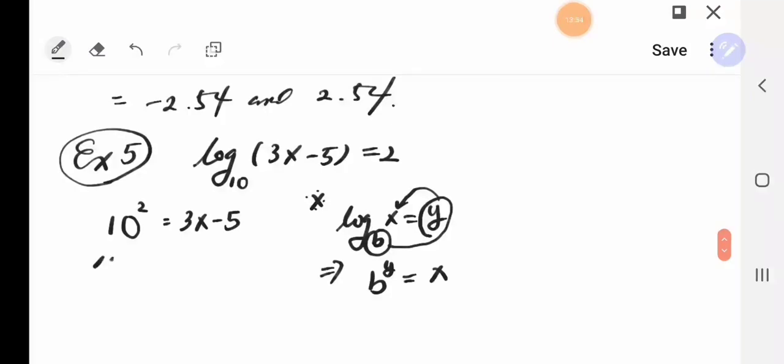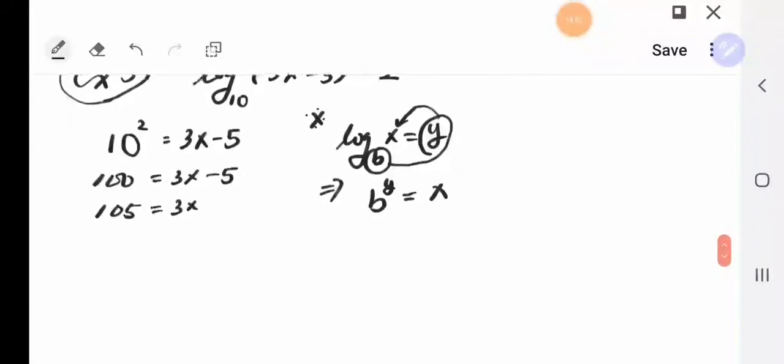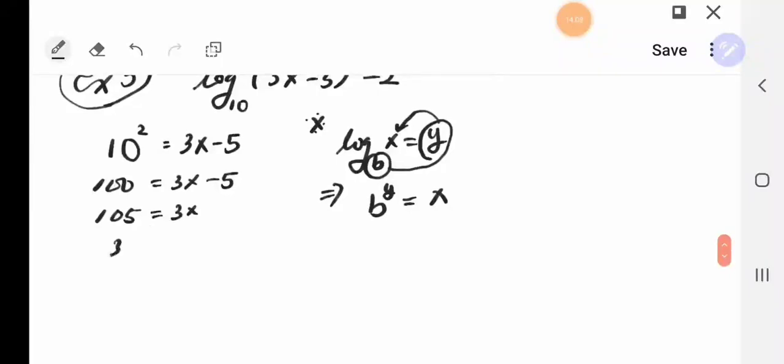This is 100 is equal to 3x minus 5. So move minus 5 from right to the left, then it will be positive 5. So now 105 equals 3x. Divide each side by 3, then 35 equals x. So x is 35.